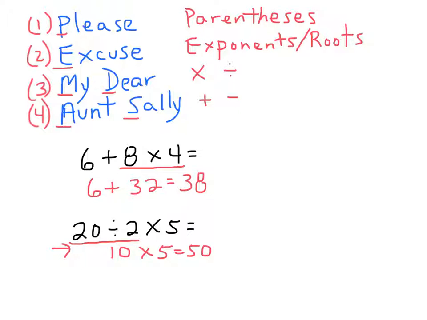I cannot do the multiplication first, 2 times 5 giving me 10, and then 20 divided by that 10 giving me 2, because I have to go in order from left to right if all I have is multiplication and division in the problem.